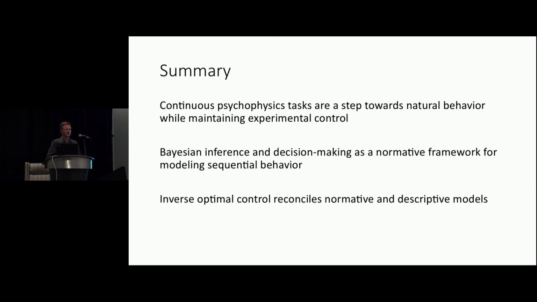So to summarize, these continuous psychophysics tasks are a step towards natural behavior, but they still allow us to maintain experimental control over the statistics of the task and the uncertainties and goals. And Bayesian inference and decision-making can be used as a normative framework for thinking about sequential behavior in these tasks. And inverse optimal control helps us reconcile the normative and descriptive models for these tasks by inferring the beliefs and goals from the observed data.